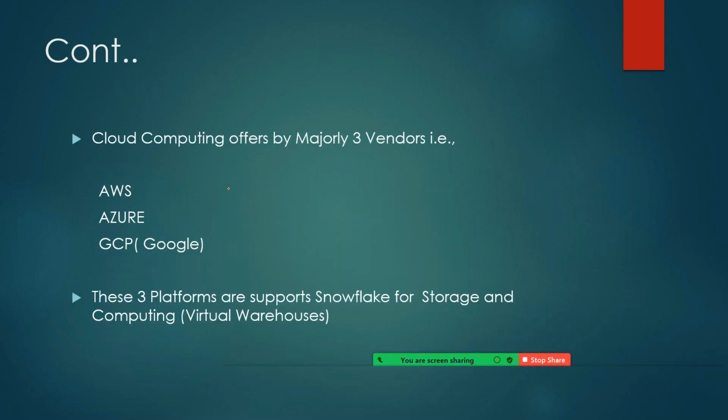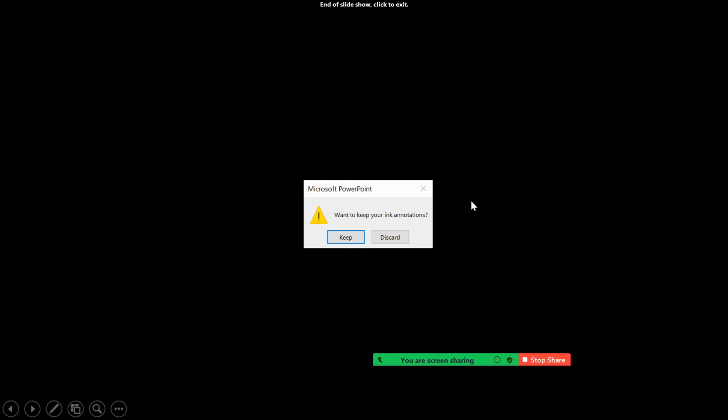For Snowflake, three major vendors are providing support: AWS, Azure, and GCP. These three platforms support Snowflake for storage and computing, the virtual warehouse. AWS means Amazon, Azure means Microsoft, GCP means Google. These are the three major cloud vendors that support Snowflake. Any questions up to now?